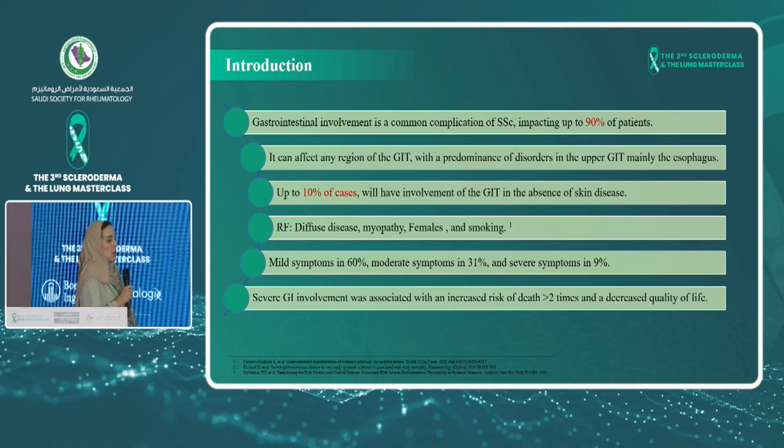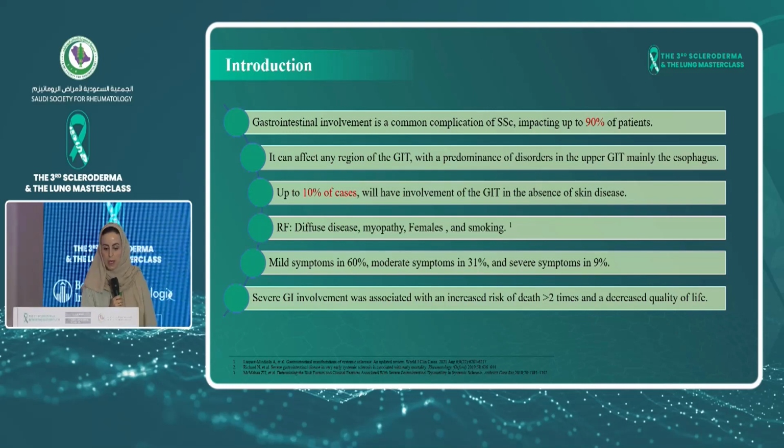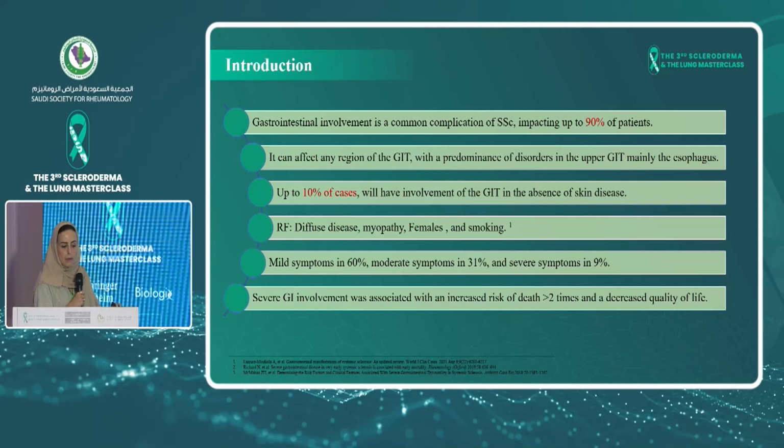All right. So as you might already know, GI involvement is very common in systemic sclerosis, impacting even more than 90% of patients. It can affect any region of the GI tract from mouth to anus, with predominance of disorder in the upper GI tract, mainly the esophagus. Up to 10% of cases will have involvement of the GI tract in the absence of skin disease, meaning that GI manifestation will be the presenting symptoms in patients with systemic sclerosis.